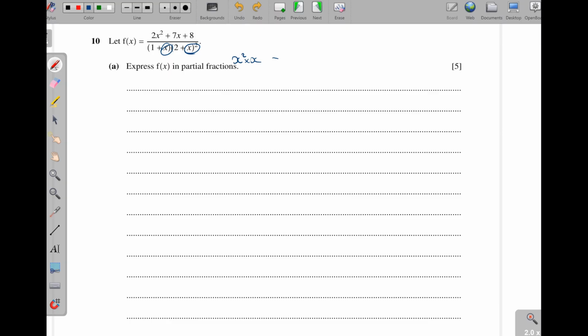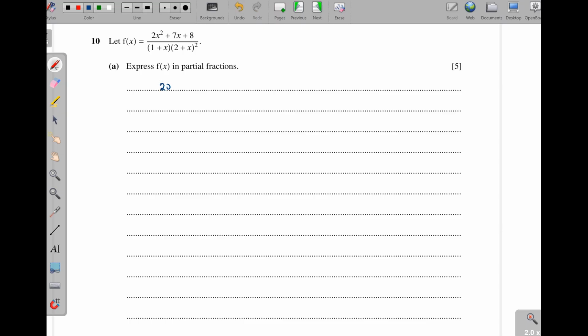If the degree of the numerator is less than the degree of the denominator, then you can just proceed. But if you find that the degree of the numerator is greater or equal to the degree of the denominator, the first thing to do is to long divide, such that you convert that improper fraction into the mixed one. But now here we shall just proceed.